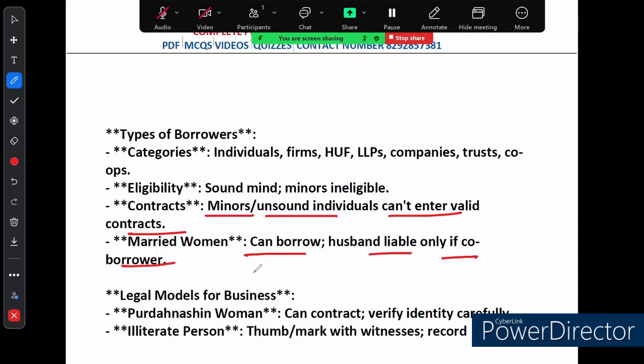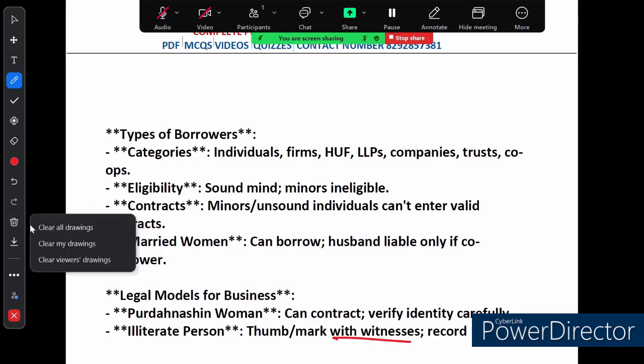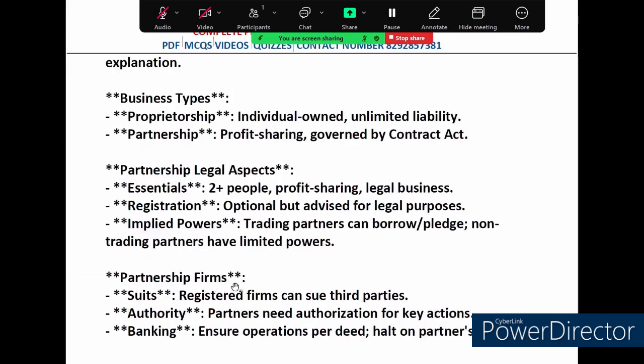Now if we talk about the legal model for the business, first case is Pardanasin women. So what is this? These are women who follow strict social customs. They can enter contract, but their identity needs to be verified carefully. So this thing you have to keep in mind. Next thing is illiterate person. If someone can't read or write, they can use thumbprint or mark instead. Witness must be present and their explanation should be recorded. So this thing you have to do in the case of illiterate person.